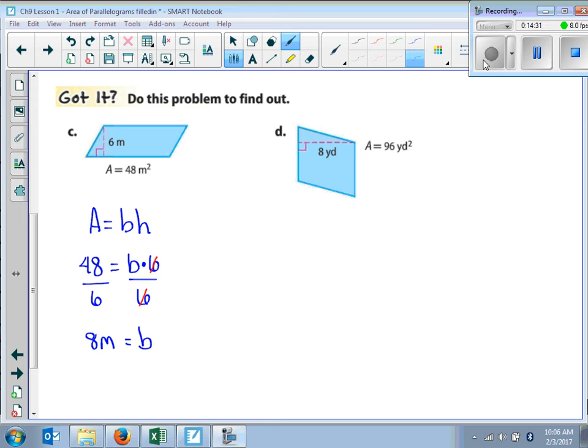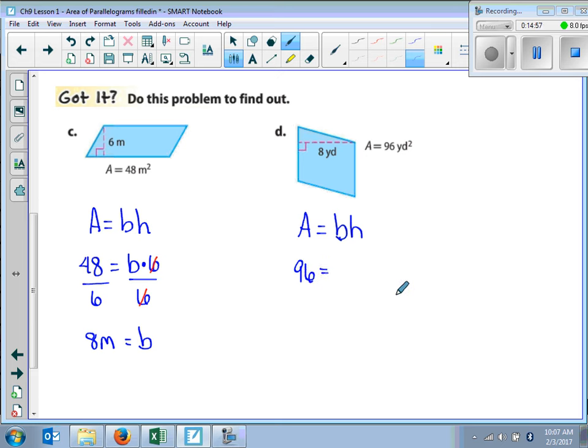All right, for letter D. Once again, first thing we're going to do is write our formula. Area is equal to base times height. Now, we put the information in that we know. We substitute in what we know. So, area is equal to 96, right? The area is 96.